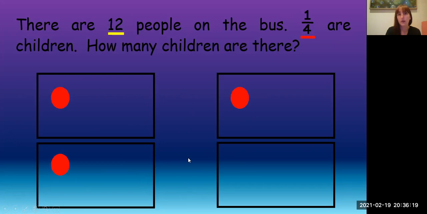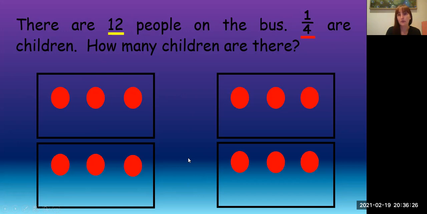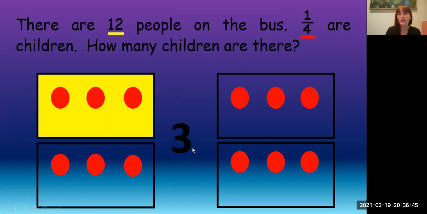1, 2, 3, 4, 5, 6, 7, 8, 9, 10, 11, 12. I've shared them out equally. Don't need to keep counting. I've got to 12. That's enough. 1/4. So how many of those groups am I going to be looking at? That's right, it's 1, isn't it? 1 group. There are 3 in that group, so 1/4 of 12 is 3. There they are in that quarter.